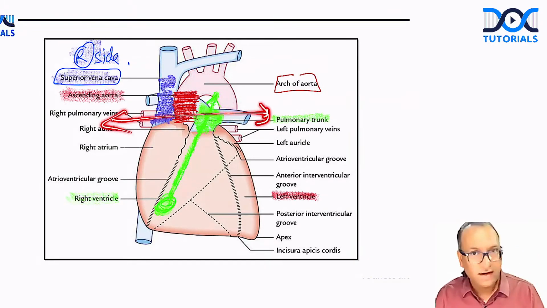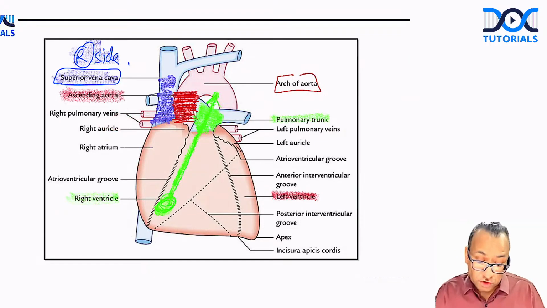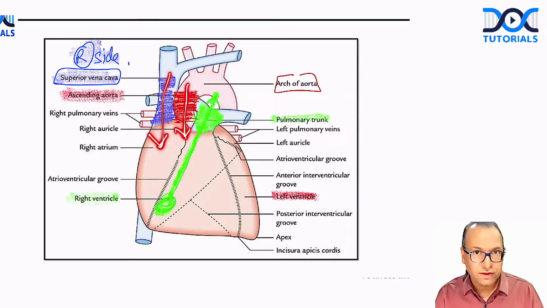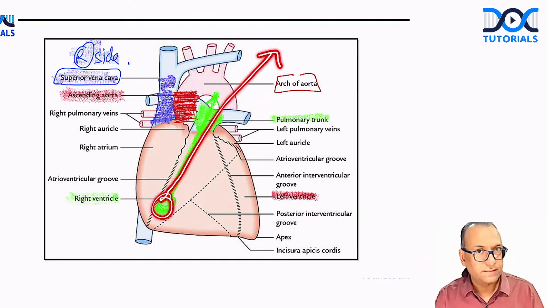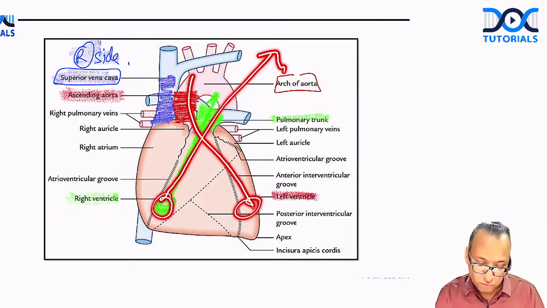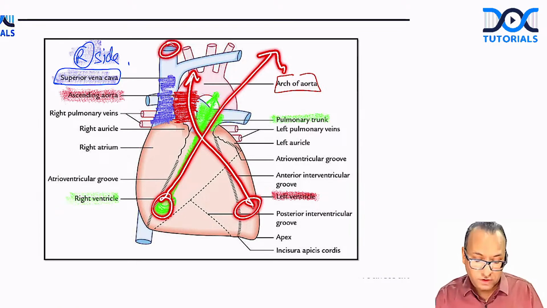So what is the three vessel relation? Superior vena cava is to the right side. Ascending aorta is sandwiched in between. And pulmonary trunk is to the left side. But why is pulmonary trunk to the left side? Because that is how the pulmonary trunk goes. It goes to the left side. But why is the ascending aorta in the middle? Because that is how it goes. And why is superior vena cava here?